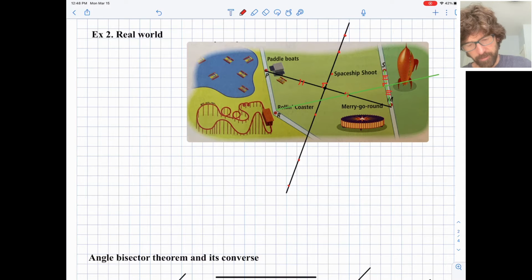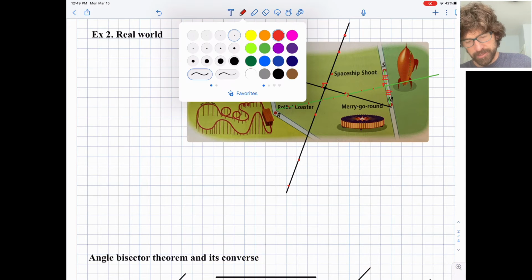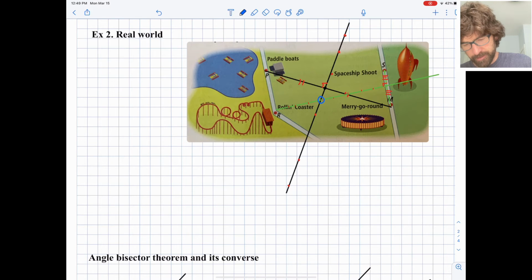Okay, and anywhere along this green line, your patrons would have equal access to the spaceship chute and the merry-go-round. Now the thing to think about is, is there a particular location where your patrons would have equal access to all three parts of the amusement park: the paddle boats, the spaceship chute, and the merry-go-round? And the answer is yes, that would be at this point right here.